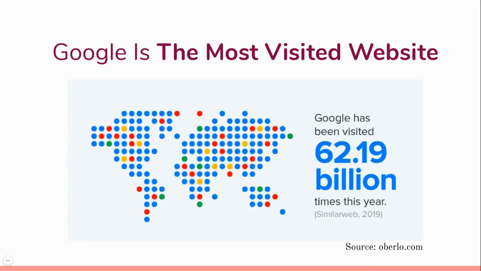In case you are still wondering, I'm just going to do a brief summary of some interesting statistics. Google is the most visited website. In 2019, I got this research from obelo.com, by the end of 2019, 62 billion people had visited Google.